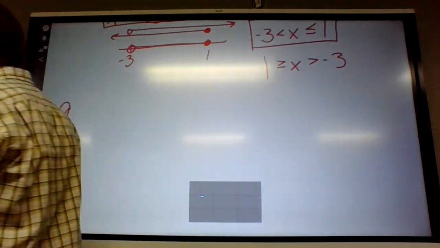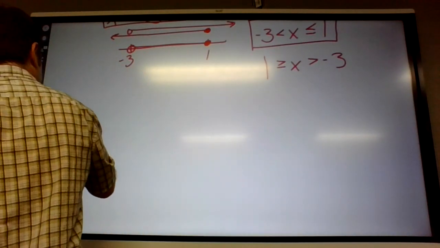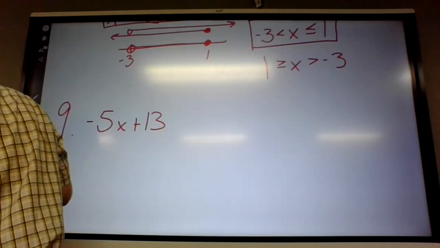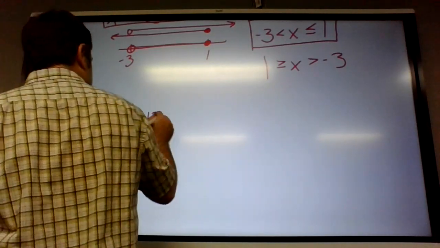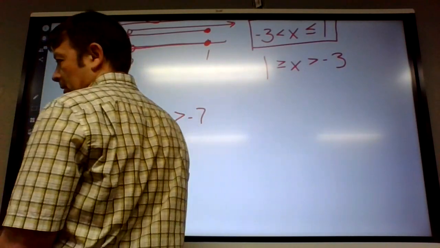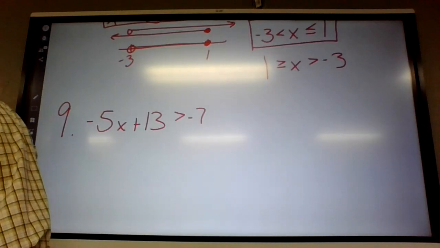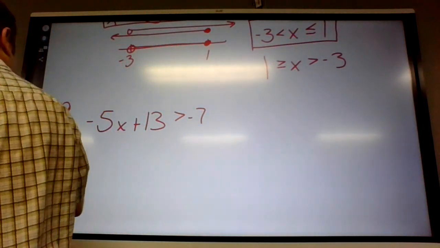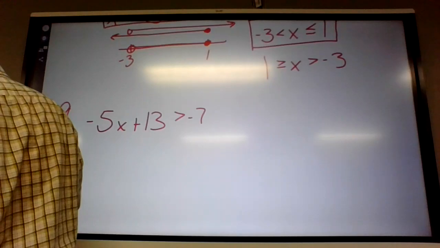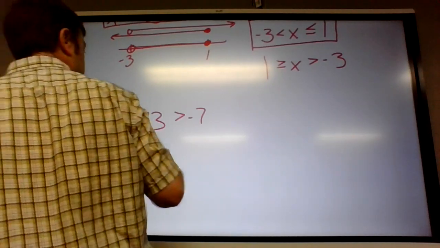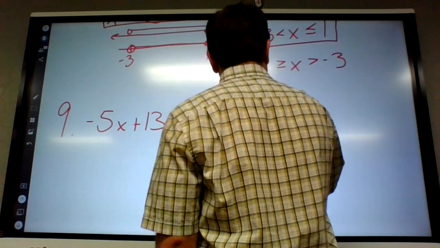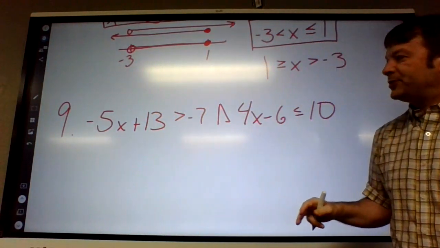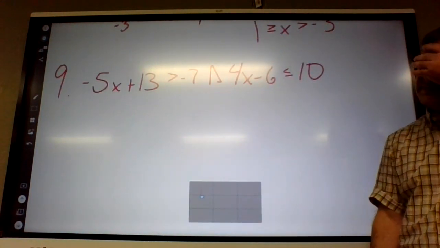Number 9. Whoops, I'm on the wrong line. 4x minus 6 plus 3. Okay, so just solve them separately, kind of like two different problems.